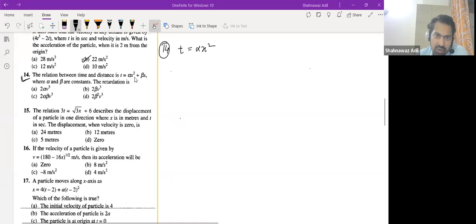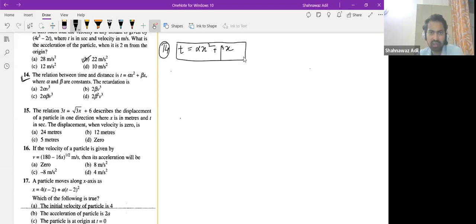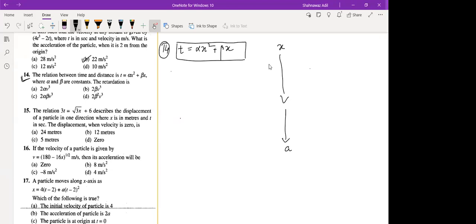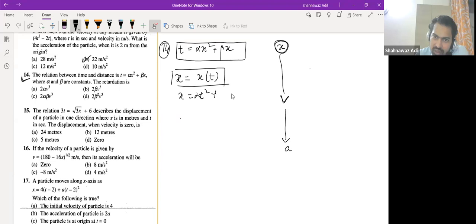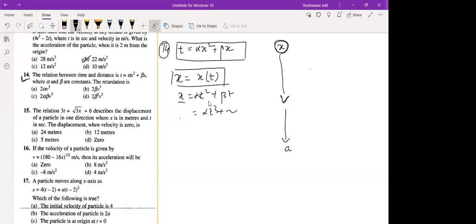So alpha x square plus beta x. Generally, when we calculate the velocity and acceleration from distance, what is given? Generally the distance is given like t square plus something, or something like t cube plus something like that. Am I correct? So x is given as a function of time.